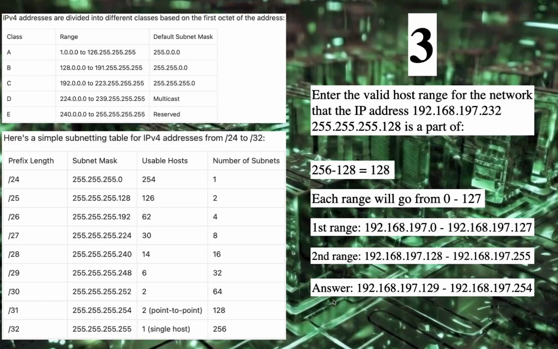And if a question was to ever ask you what is the network address or what is the broadcast address, and it would give you an IP address, you would go through the same method of thinking, and that's how you would get your answer for the network or the broadcast.